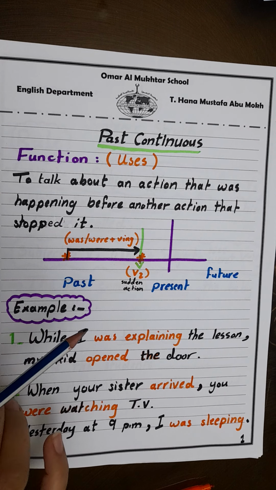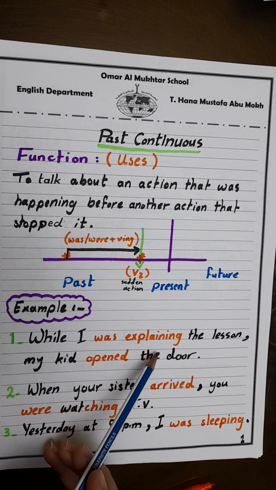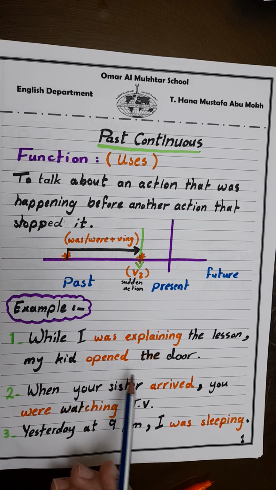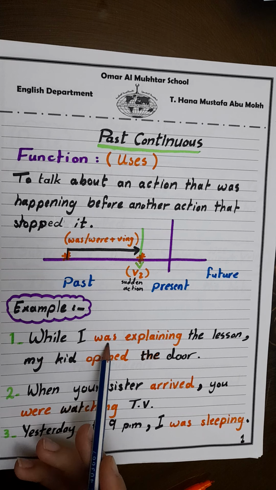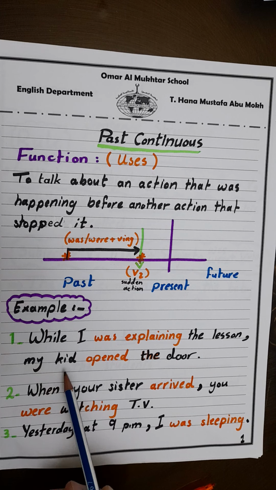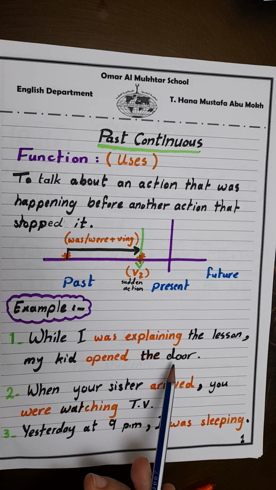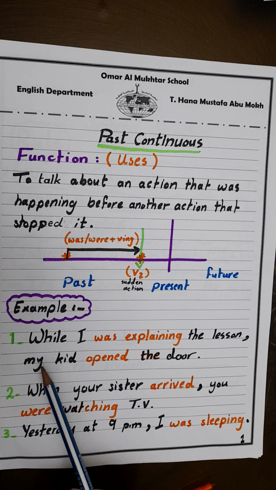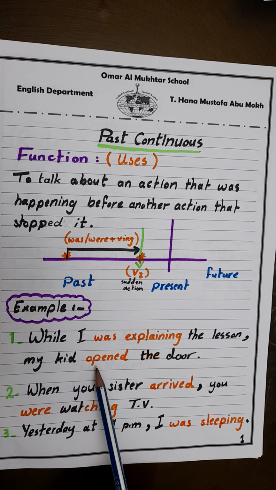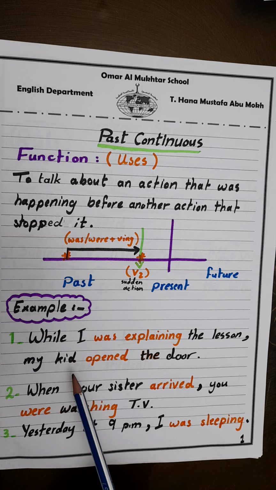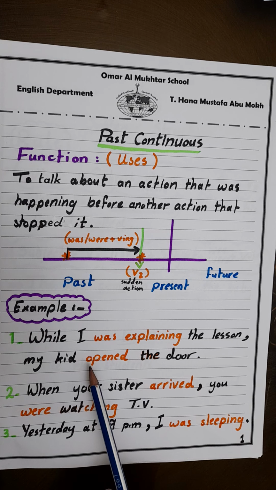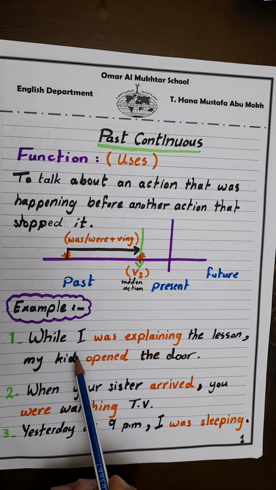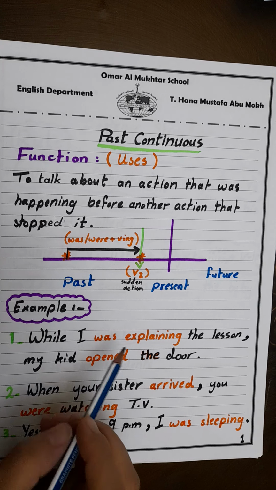For example, when I say, while I was explaining the lesson my kid opened the door. While I was explaining the lesson my kid opened the door. What happened here? While I was explaining the lesson, my kid opened the door. What happened? He stopped me. He actually stopped me from explaining when he opened the door, right? Okay.